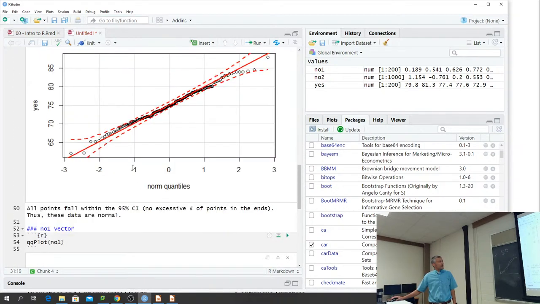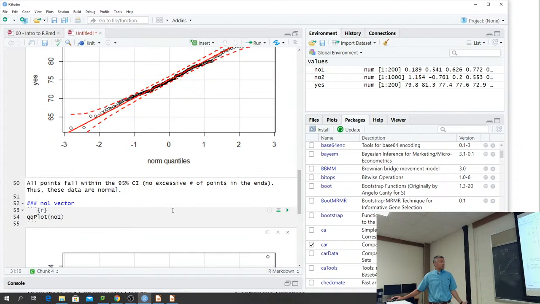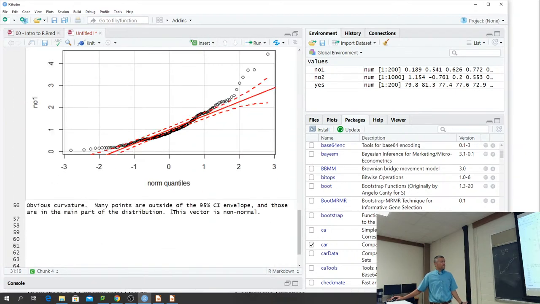Here, I added additional explanation. So all points fall within the 95% CI. There's no excess number of points at the ends. Thus, these data are normal.